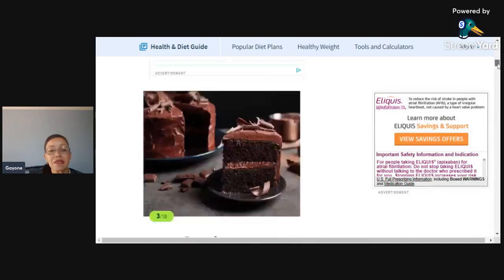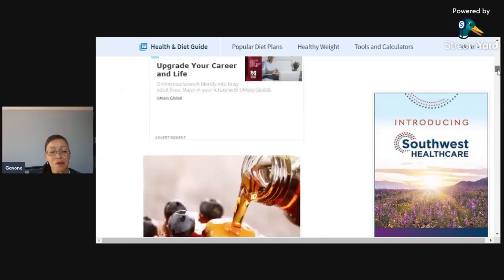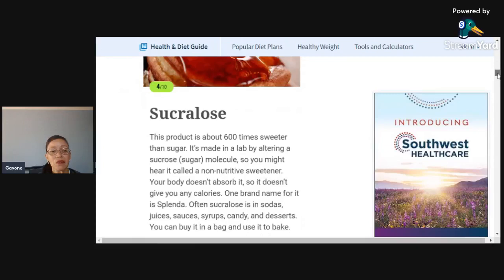Okay, next is saccharin. The lab-made sweetener has been around since 1879. It's calorie-free and can sometimes leave a bitter aftertaste. You can use it in baking. You'll find it in processed foods like baked goods, canned fruit, gum, and soft drinks. If you're pregnant, you may want to avoid it because it can cross through the placenta to your growing baby. So that's a warning for ladies that are pregnant.